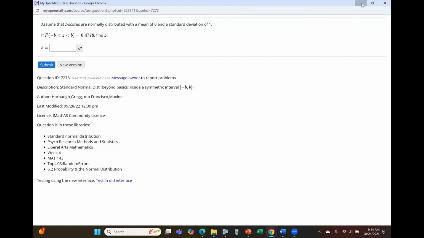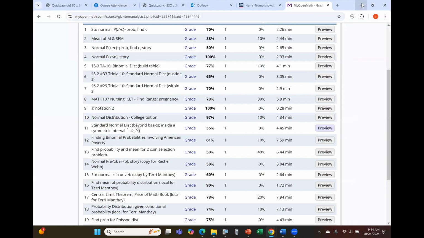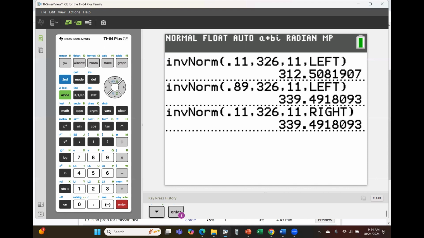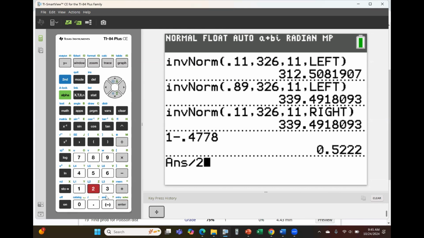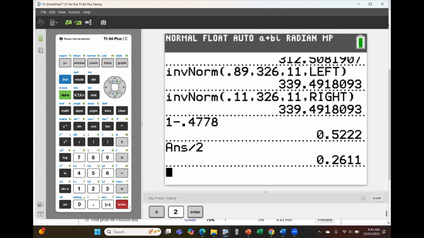And is this important in the next chapter? Yes, it's important in the next chapter. So the total area under the curve is 1. So the area in the two tails is 1 minus 0.4778, so the area in the two tails is 0.522. Okay, so what's the area in each tail? If I divide that number by 2, then the area to the left of negative b is 0.2611, and the area to the right of positive b is 0.2611. So that's the area in the two tails.